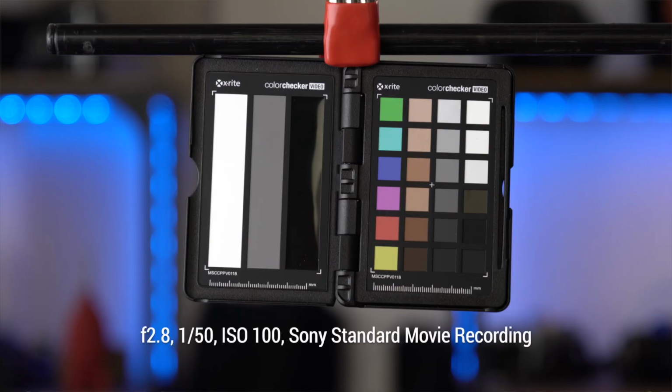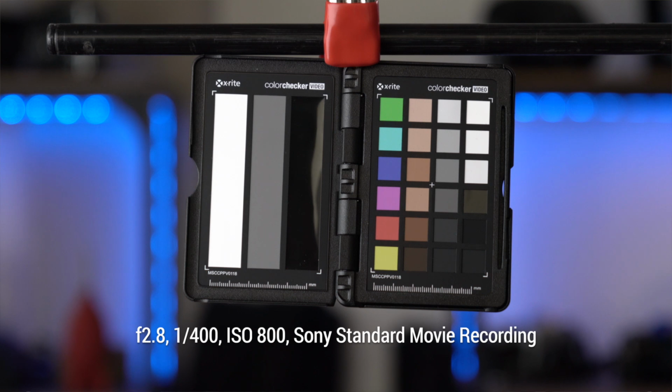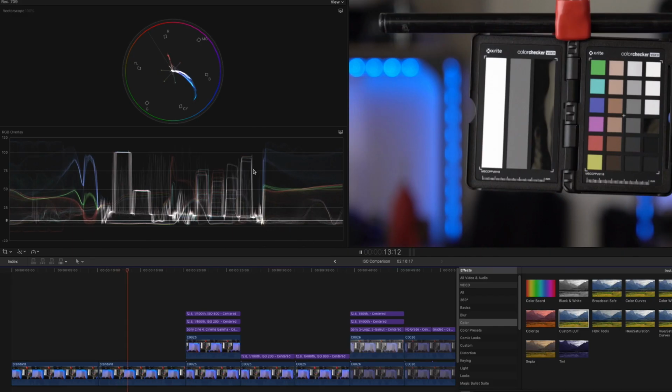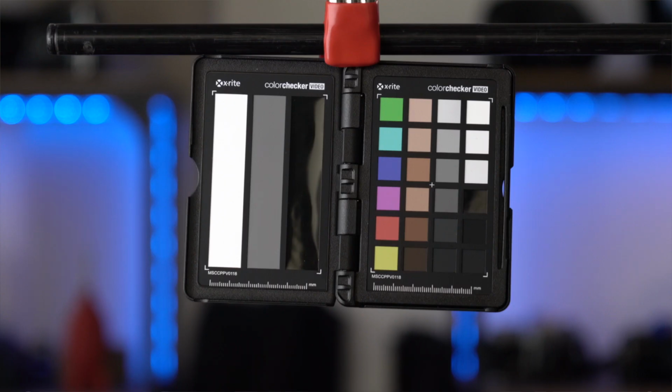So the standard picture profile was shot at 1/50th of a second, f2.8, ISO 100, because that's the native ISO for the camera. Switching to ISO 800, I had to bump the shutter speed up to 1/400th of a second in order to get it to match. You can see the noise level go up a little bit, but because the standard picture profile is so crushed and so sharpened, you don't really see as much of it as you will in some of these other profiles.